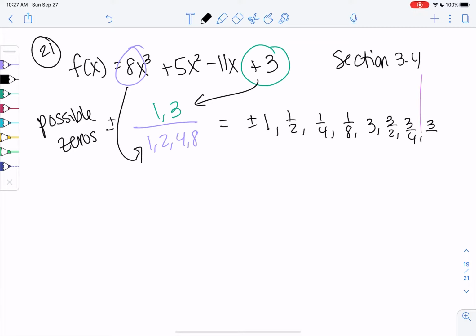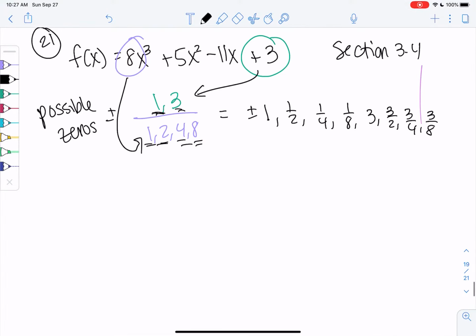You can pause and find all these and just check. In 3/8, there's a couple duplicates. Actually, there's no duplicates. Yeah, so 1 over 1, 1 over 2, 1/4, 1/8, right, and then 3 over all these numbers. And that's just going to take a while, so plug a couple in.